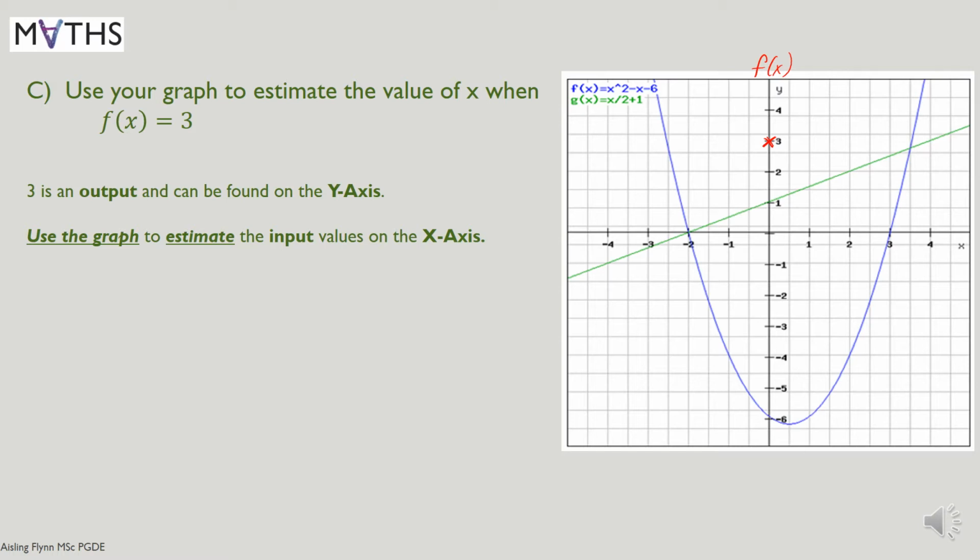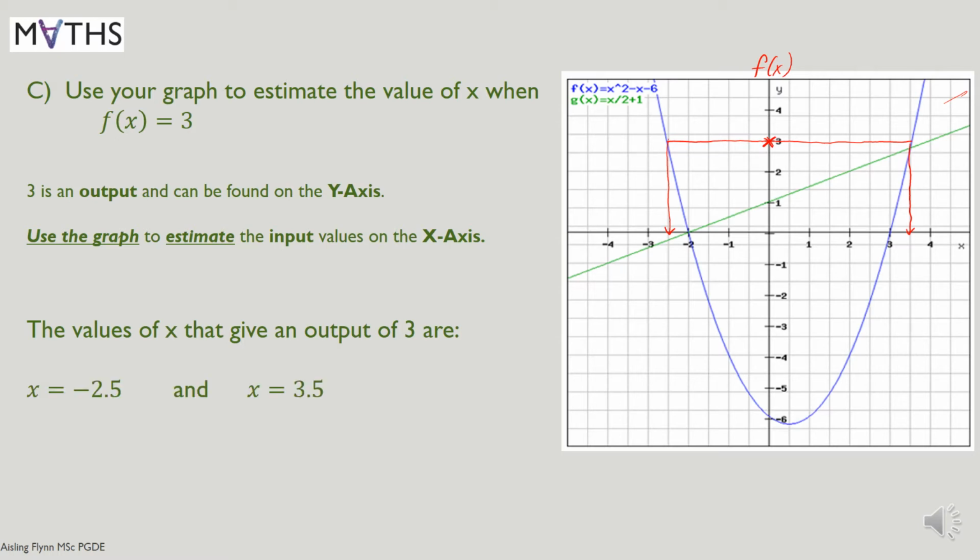Okay, so what I'm going to do is draw a horizontal line, where y is 3, until it hits my function, and then I'm going to drop down until I hit the x-axis and find the input that gave output 3. Okay, and the values of x that give an output of 3 are minus 2.5, you can see that here, it's halfway between 2 and 3, and plus 3.5, that's the one here.